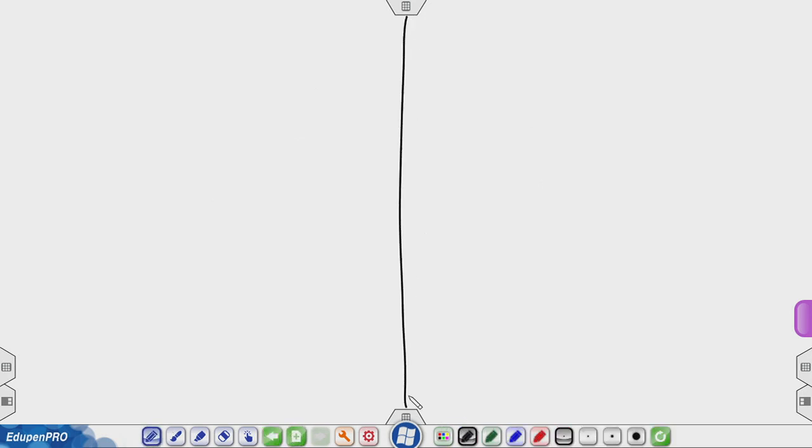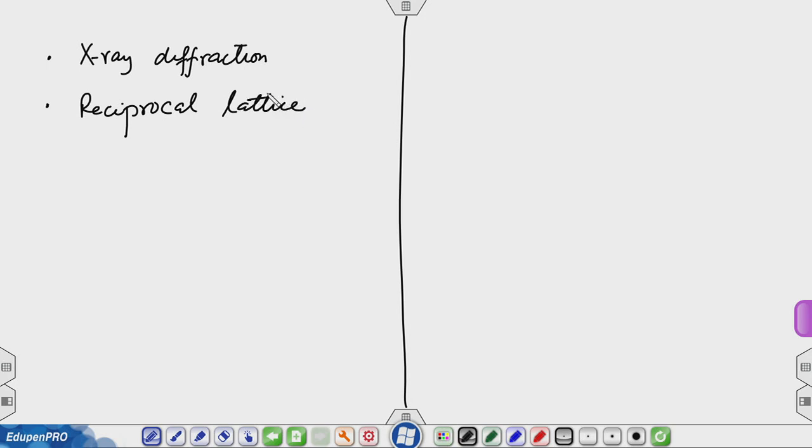So, what we are covering now is X-ray diffraction, and a related concept is going to be reciprocal lattice. So, in today's lecture, let us start with how do we see diffraction of light from a grating.